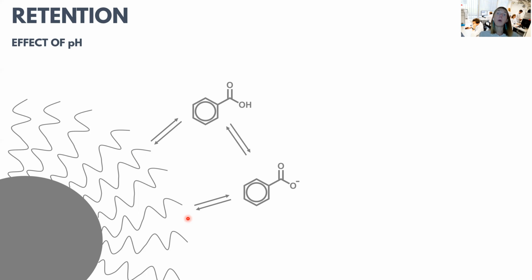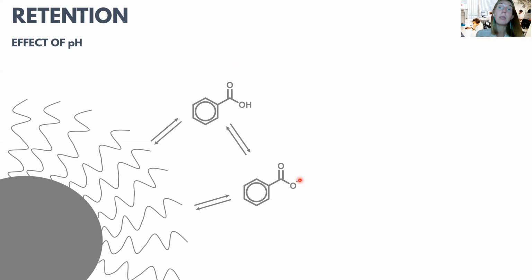Now, some compounds can also undergo dissociation. For example, benzoic acid can be present in the mobile phase either as neutral benzoic acid or as a benzoate anion. And now the question is, would that matter? Does that somehow influence our chromatographic separation?